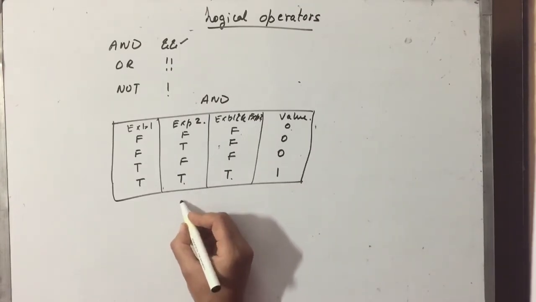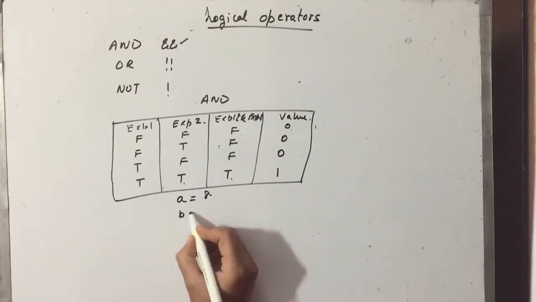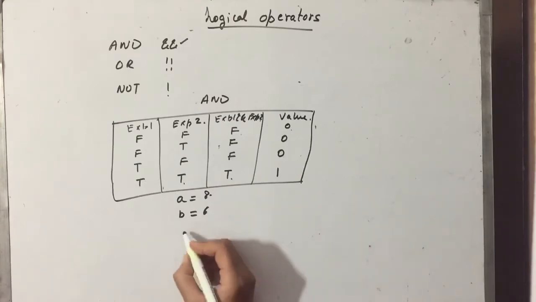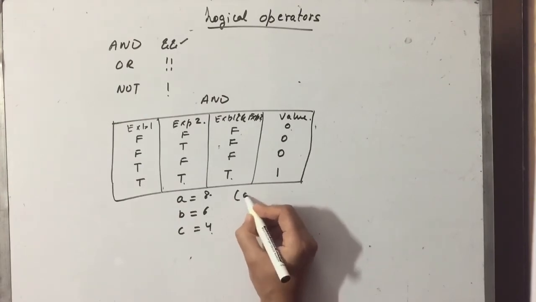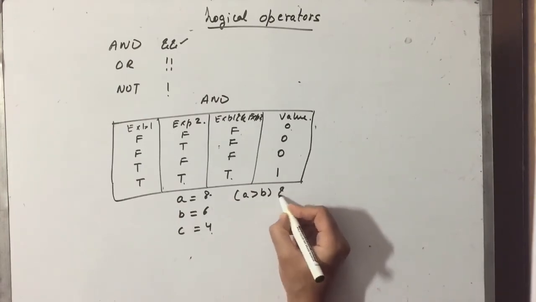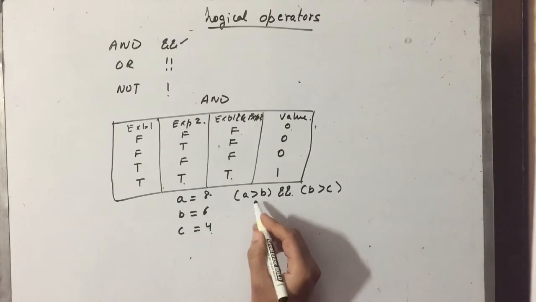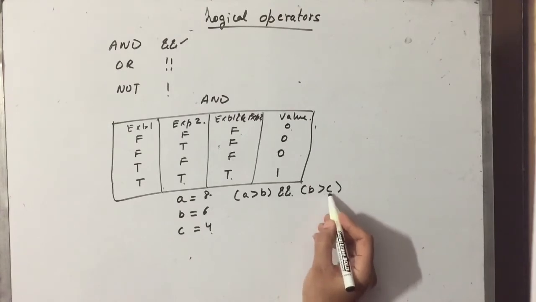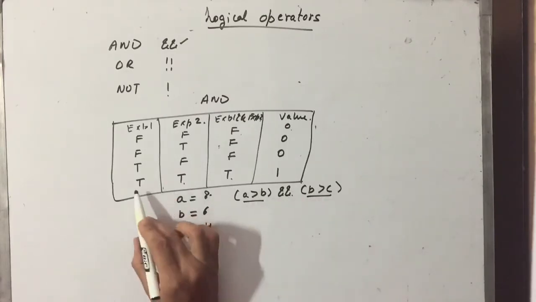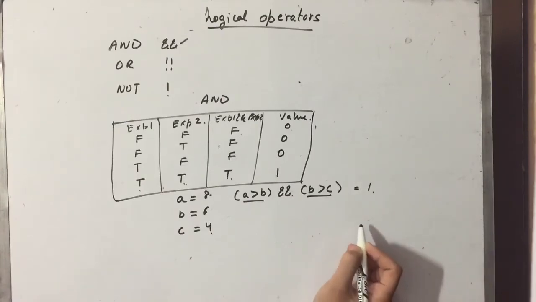Let me give a simple example to explain. Suppose the value of A is 8, B is 6, and C, suppose I say, is 4. A is greater than B and B is greater than C. Now, A is greater than B, yes, and B is also greater than C. So this is true, this is true, both expressions evaluate to true, so the answer will be true, or you say 1.